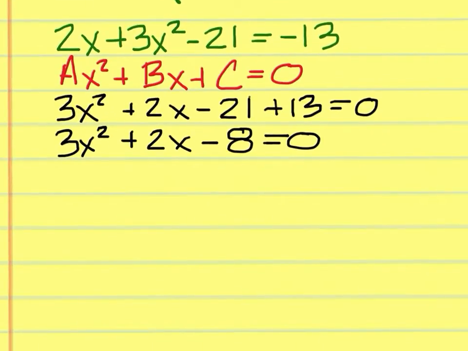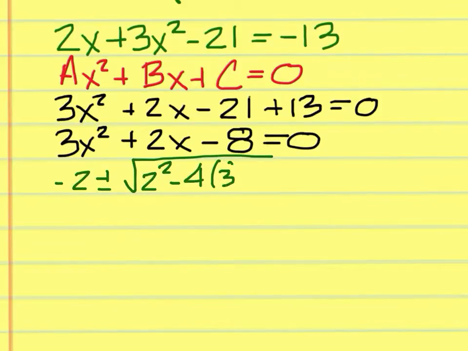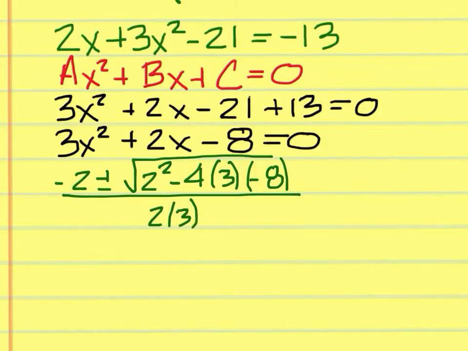So you have three choices: completing the square, quadratic formula, or factoring. Which way would be the easiest to solve this quadratic equation? We could try factoring. What about the quadratic formula? We can plug it in really easy and do negative 2 plus or minus the square root of 2 squared minus 4 times 3 times a negative 8, all of that over 2 times 3.